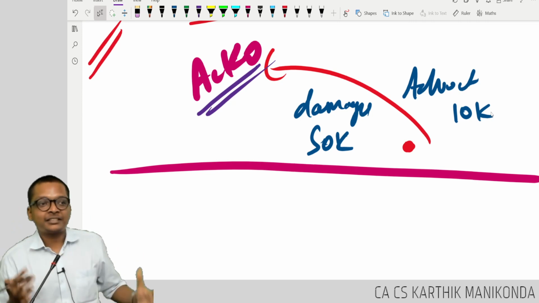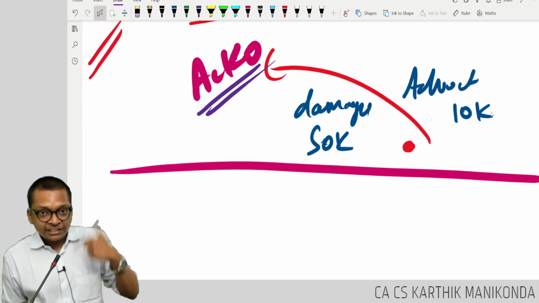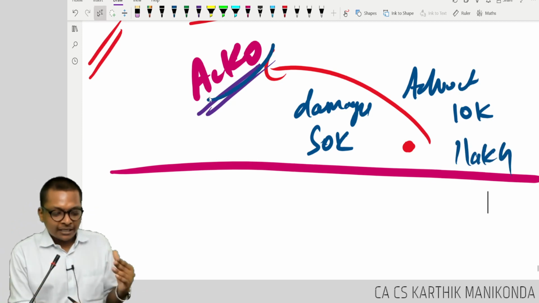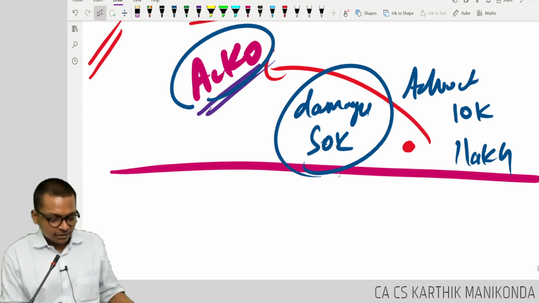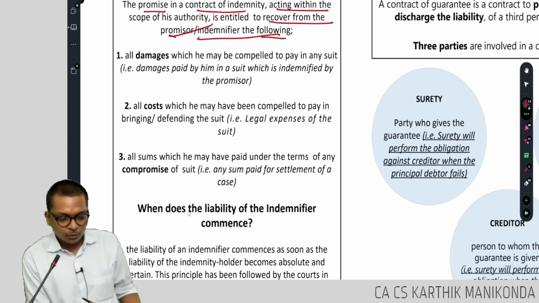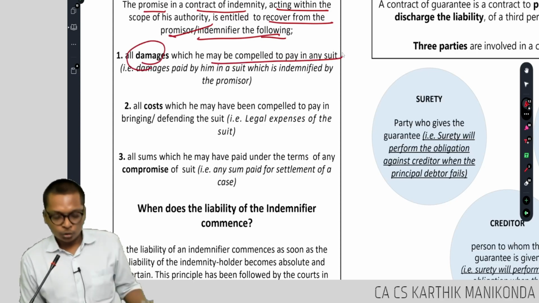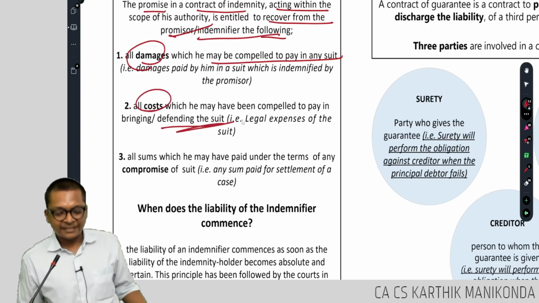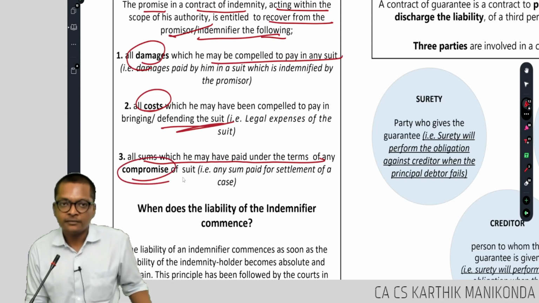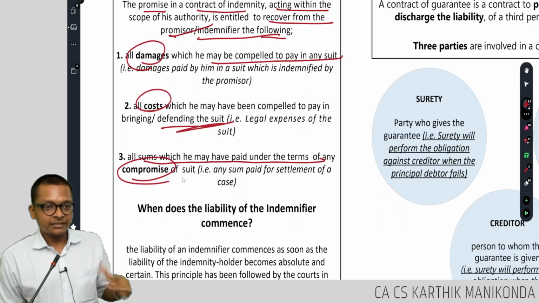My mental peace was disturbed. For 6 months, I was running behind you. For that, I want additional compensation, 1 lakh. So, if you claim to the company, you will just get the damage. But if the company is not paying, and you sue, in that case you will get all damages which he may have been compelled to pay in a suit, all costs, legal expenses, and all sums which have been paid under the terms of any compromise of the suit. So damages, compromise settlement and legal expenses will be recovered.